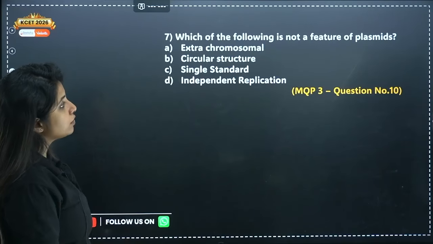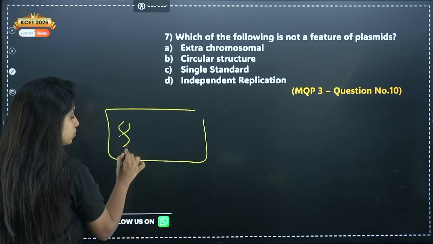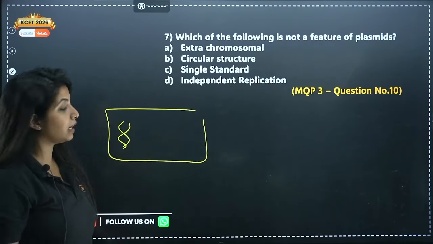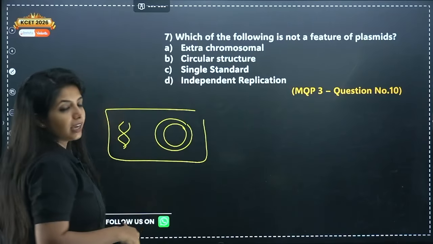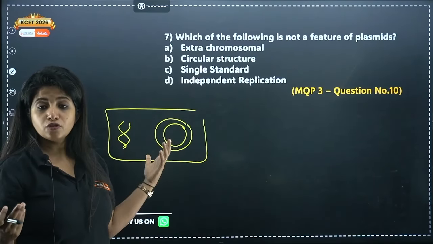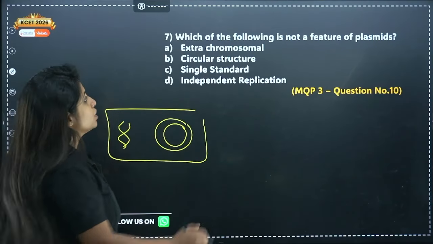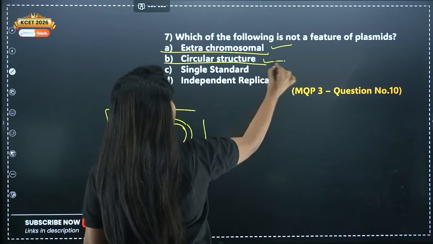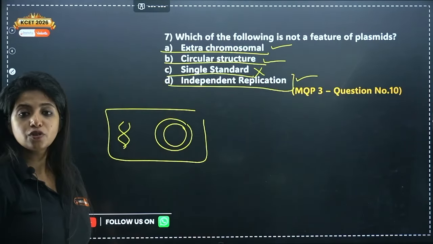Now, which of the following is not a feature of plasmid? What is a plasmid? First of all, in E. coli, you have your own genetic material, everything which is coding for a protein which is going to help in the sustenance of E. coli. Apart from that, you have an extra chromosomal region. It is self-replicating, double-stranded, a circular structure, and extra chromosomal. It is not producing any protein which is very important for this organism to survive. So which of the following is not a feature of plasmid? Extra chromosomal, correct. Circular structure, correct. Single-stranded, wrong. It is double-stranded. Independent replication, correct, because it has an origin of replication.